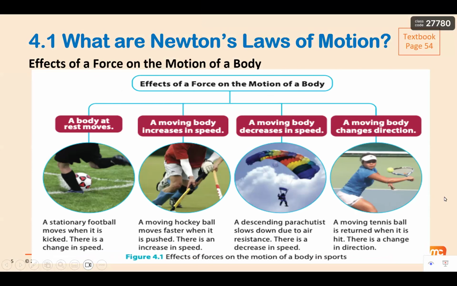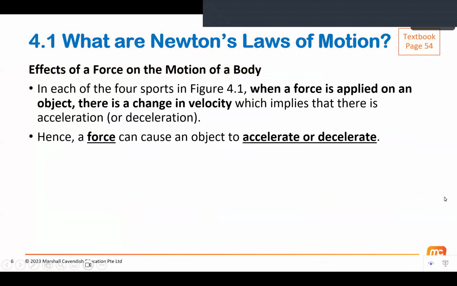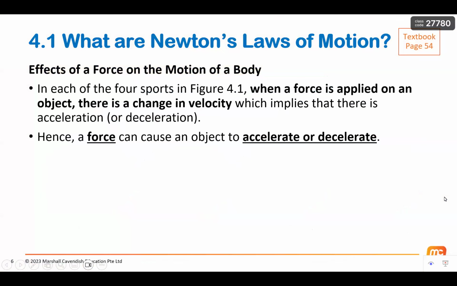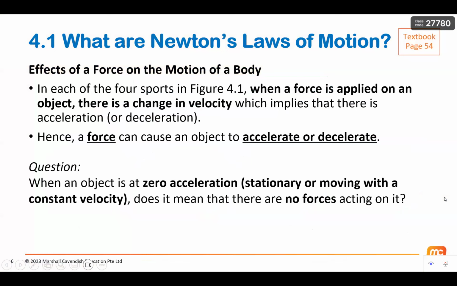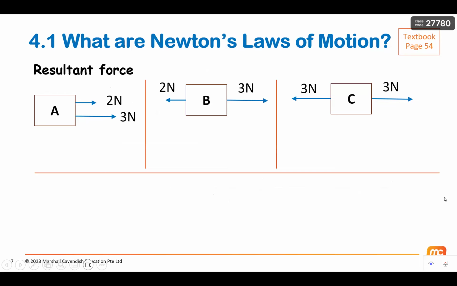So, based on the 4 effects of forces, we can see that when a force is applied to an object, it causes a change in its velocity: either start moving, stop moving, change direction, increase speed, or decrease speed. So we say that a force can cause an object to accelerate or decelerate because of this change in velocity. Okay, but a question comes. If an object has 0 acceleration, it is stationary or moving with a constant velocity, does it mean that there are no forces acting on it? The answer is no. There might be forces still acting on it, just that the resultant or net force is 0. So to understand more about resultant or net force, we move on to a few examples.